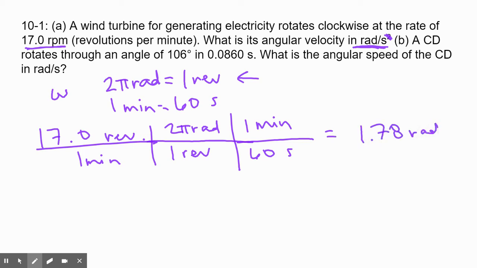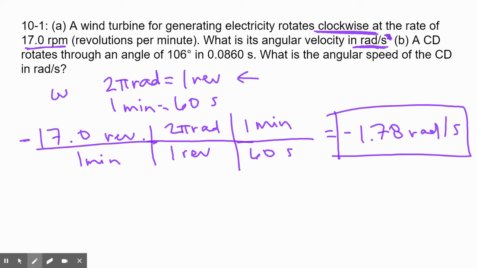1.78 radians per second. Now here, I actually need to point something out. Notice in the problem that it said our wind turbine was rotating clockwise. Recall from the concept video that if we have clockwise rotation, we are moving in the negative direction. So this would actually be a negative 17.0, and this would actually be negative 1.78 radians per second. So this is the only thing we have to do for part A. That's part A.